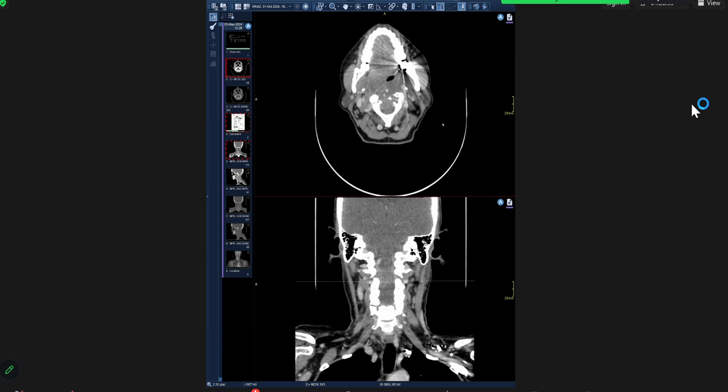And adjacent vessels are seen normally enhancing. And a metallic artifact is seen in the left molar region.